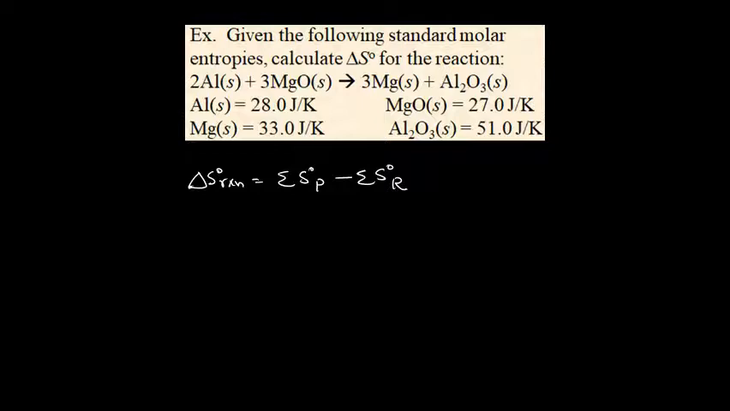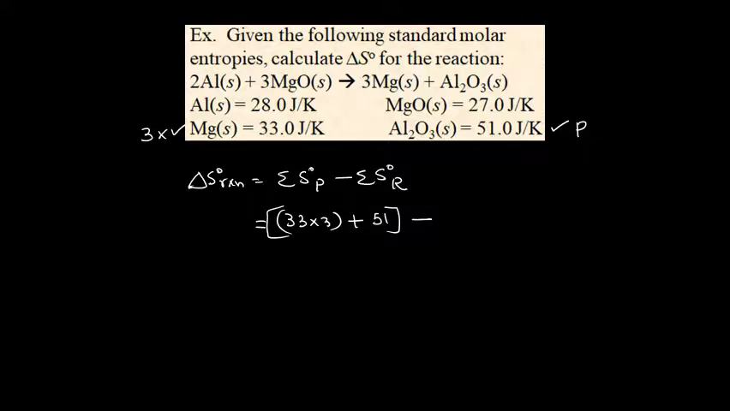So either we can calculate the products and reactants separately and then subtract, or we can directly substitute in the formula and find the answer. So I'm going to directly substitute here. So what are the products? Magnesium. I have magnesium here and I have 3 of them, so I will multiply that value by 3. And I have aluminum oxide and I have only 1 of them, so this is also one of my products. So 33 times 3, I will add that with the 51 and then subtract.